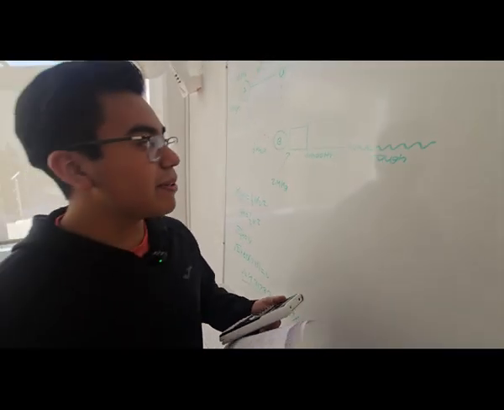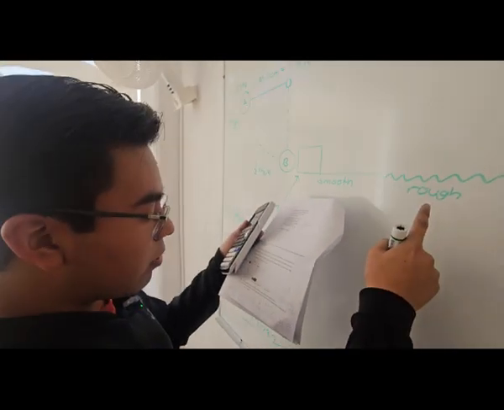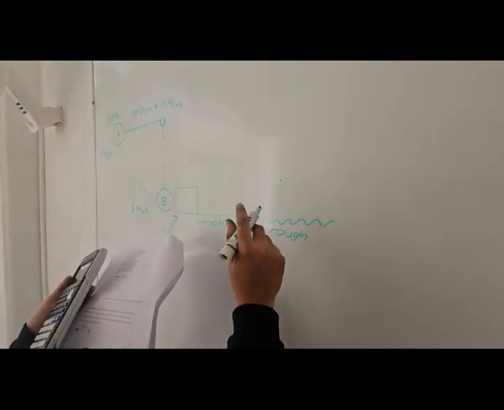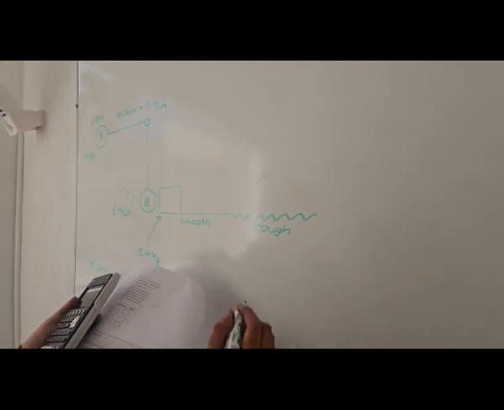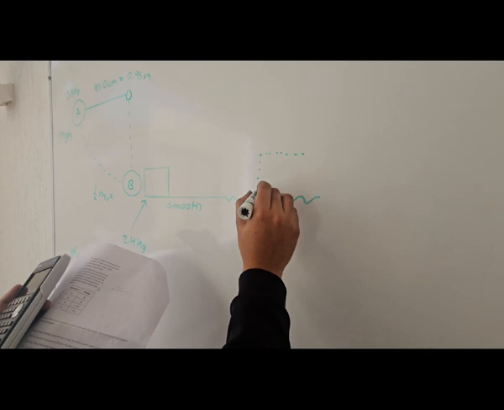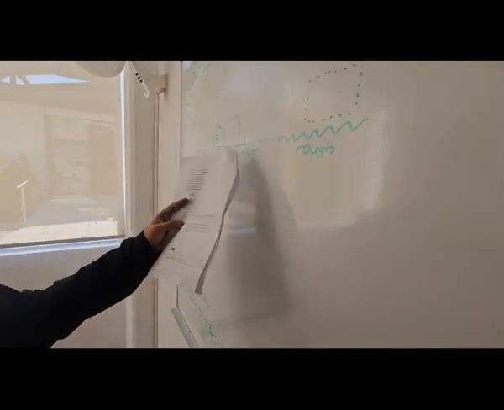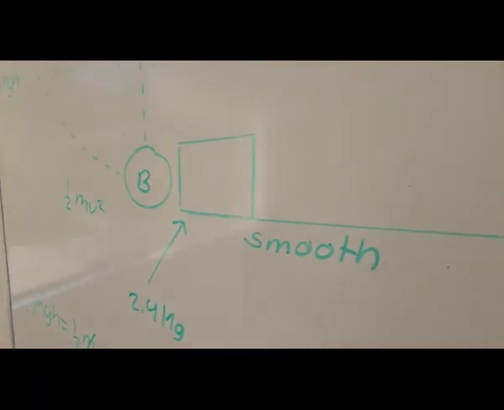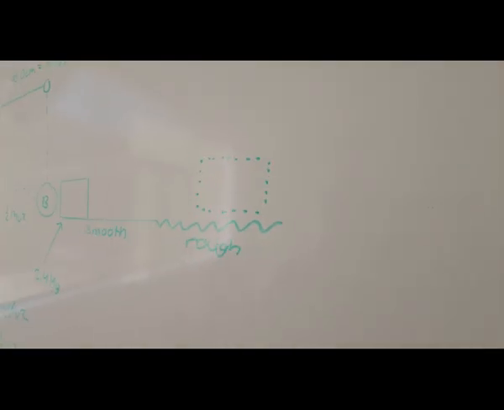So let's move on to problem B. In this case, it tells us that after the collision, the ball rebounds and the block moves with a speed of 2.16 meters per second. Show that the collision is elastic. So we have it like this. We know that this square moves along our path. So now we want to prove that it is elastic.